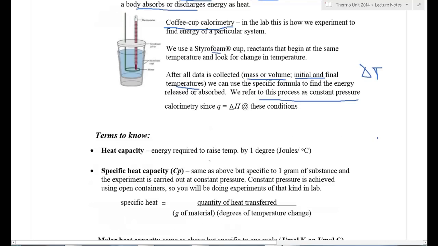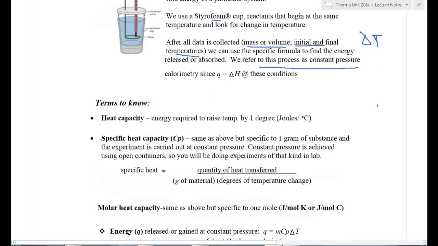Okay. So there's a few terms that you need to know. Heat capacity, you can find this on a table, and it's heat capacity for different substances, and it's the amount of energy required to raise the temperature of a substance by 1 degree. So it's joules per degree C or joules per Kelvin, because 1 Kelvin and 1 C is the same size.